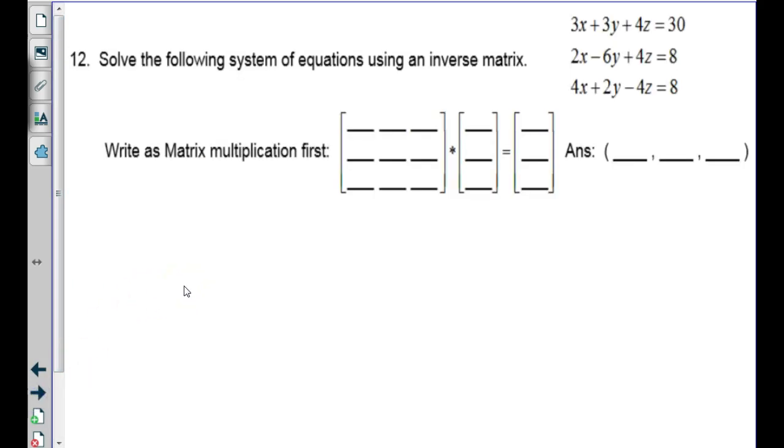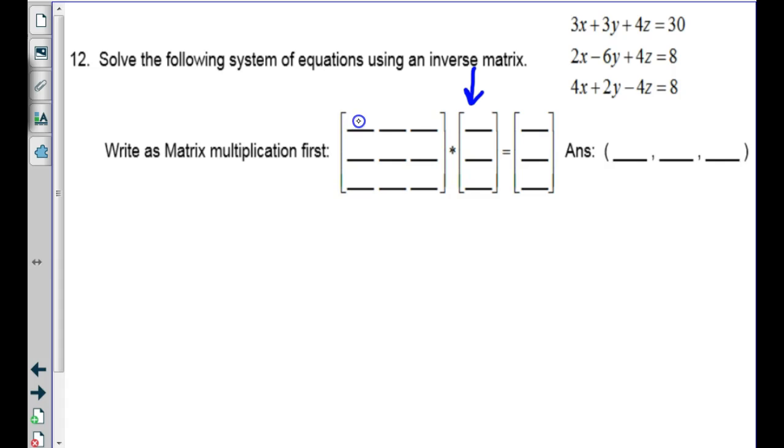All right, you don't have to solve it. This one says solve, but it says using an inverse matrix. Little secret here, I'm not going to know how you solve this, okay? But you do have to write it as a matrix multiplication problem. What goes in this matrix right here? That's the one everybody gets wrong.